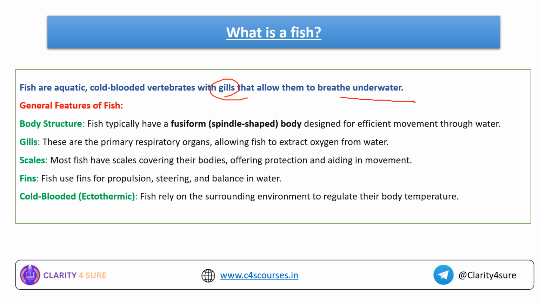And the scales, what is the use of scales? The scales protect the fish body and also aid in its movement. Fins are used for propulsion, steering and to keep balance in the water. And fish, as already said, is cold-blooded, that is, an ectothermic organism. What is an ectothermic organism? This type of organism relies on the surrounding environment to regulate its body temperature. So, having a gist of this slide, a fish is an aquatic cold-blooded vertebrate, vertebrate in the sense that it has a backbone, with gills that allow it to breathe underwater.